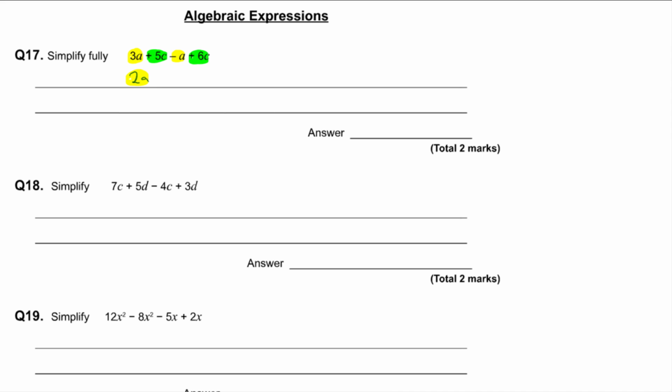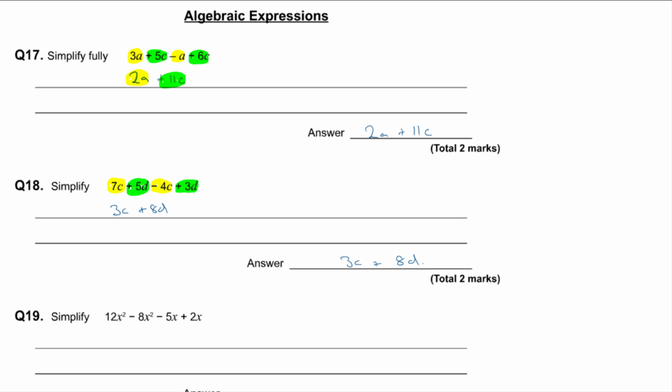Okay, so I get 2a from the yellow bits. And I've got 5c plus 6c, that is 11c, from the green bits. And that's my final answer then. It's going to be 2a plus 11c. Right, question 18. This time I've got 7c and minus 4c, and I've got 5d and 3d. So adding the c's together, 7c minus 4c is 3c. 5d plus 3d is 8d. So it's 3c plus 8d.